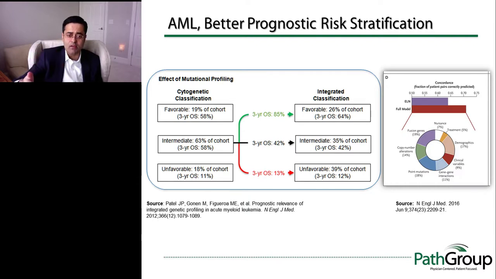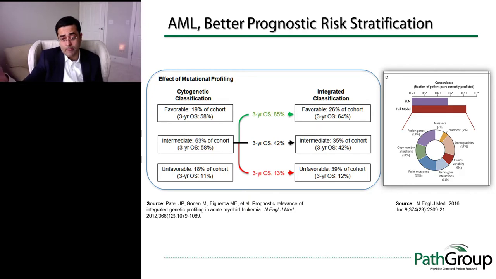You add in molecular testing and genomic profiling, and you can see that your prognostic classification, which drives downstream therapeutic decision-making, changes. So your favorable cohort went from 19% to 26%, and your unfavorable went from 18% to 39%. And so you've taken patients who would have been lumped into this waste bucket intermediate category, and you've identified and reclassified those patients into them having either a favorable or an unfavorable clinical course.